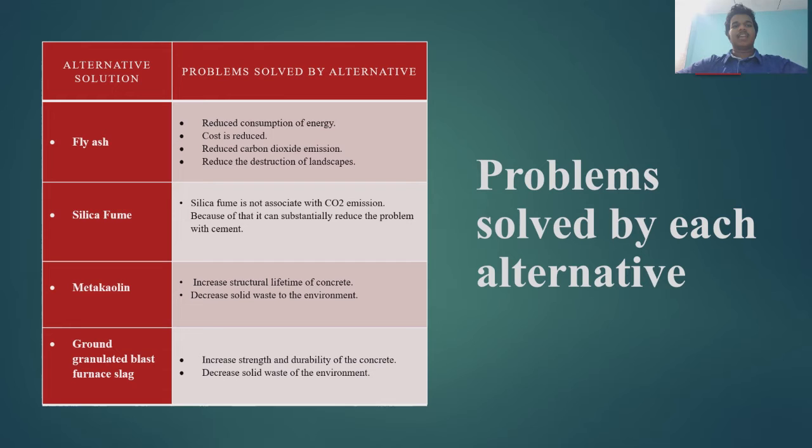Fly ash can reduce consumption of energy, reduce cost, reduce carbon dioxide emissions and reduce destruction of landscapes, because fly ash is produced from coal. Silica fume isn't associated with carbon dioxide emissions, so it is also a plus point. Metakaolin increases structural lifetime and it can decrease solid waste in the environment. Ground granulated blast furnace slag can increase durability of the concrete and can decrease the solid waste of the environment.